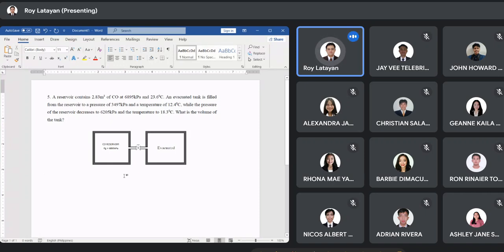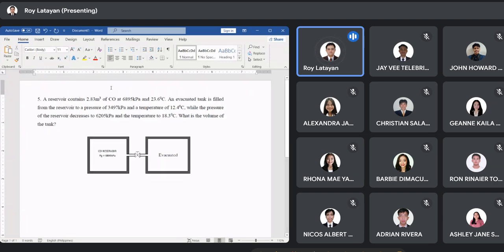Yung sample problem natin, given tayo ng chemical compound CO, which is carbon monoxide. So let me read the problem.